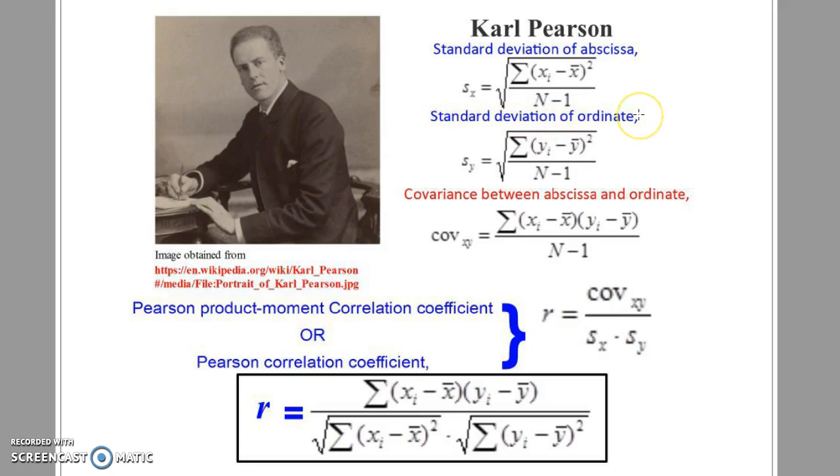Standard deviation of the ordinate, which is the y-axis. It takes the covariance of both of them. That means how much of the variance of one is relating to the variance of the other, and then it is finding out the formula for the Pearson correlation coefficient.